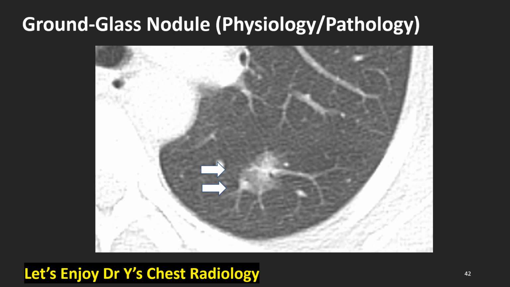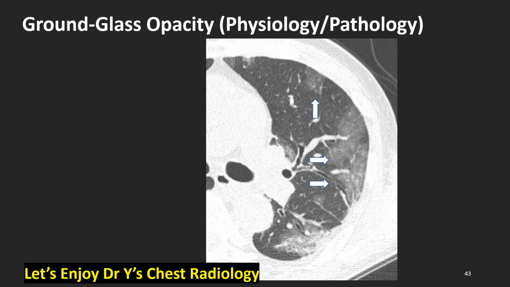Ground glass nodule, physiology, pathology. Arrows indicate ground glass nodule in left lower lobe. This is adenocarcinoma. Ground glass opacity, physiology, pathology. Arrows indicate ground glass opacity. This patient has COVID pneumonia.